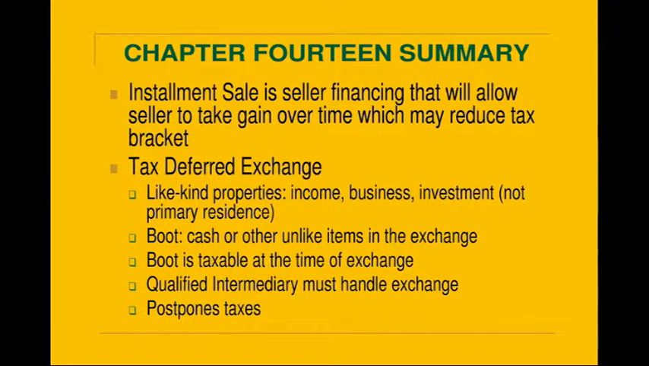The tax-deferred exchange is like-kind properties, and remember that's anything that we buy for income, business, or investment, and your primary residence is not considered as part of an exchangeable item, nor is dealer inventory. Boot can be cash or other unlike items, such as the difference in mortgages, and those are not exchangeable, and you pay taxes on the boot in the year that you do the exchange. Also remember that in an exchange you have to have a qualified intermediary who has to handle the exchange, and all you're doing with the tax-deferred exchange, it's not tax-free, you're simply postponing it to a later date. And that's all we have for Chapter 14 summary.